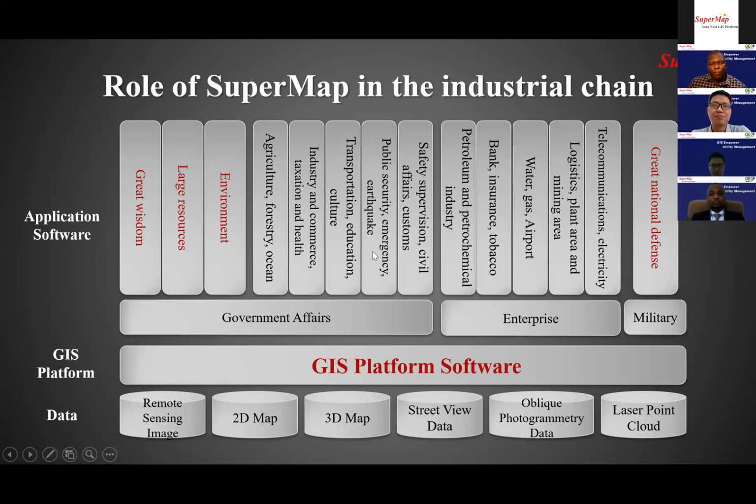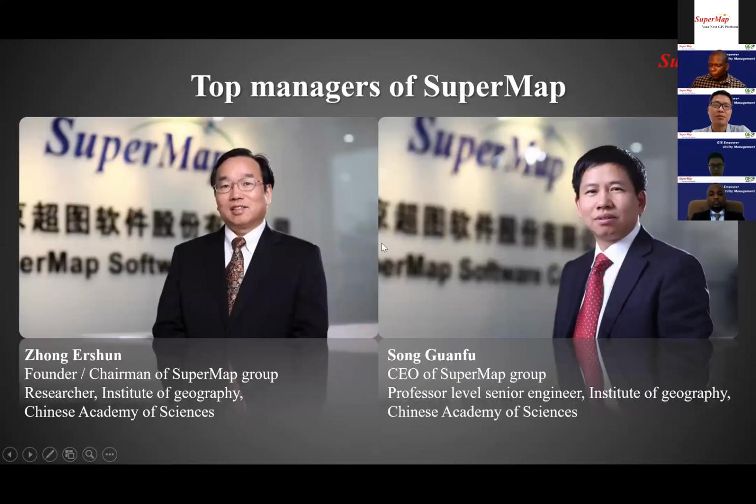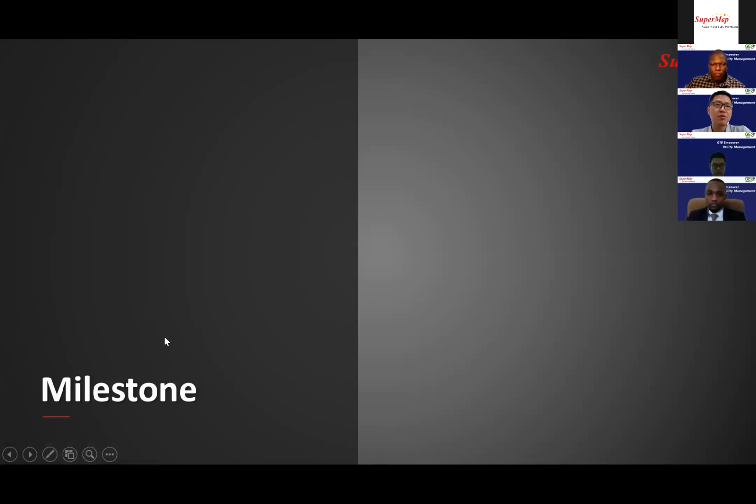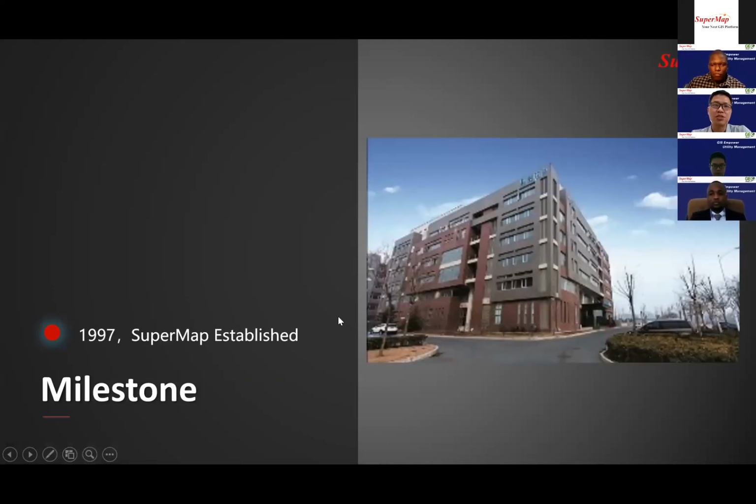So generally, we are a company that could provide service to almost all sectors of industry, which has coordinated related data. The company was established by Dr. Zhong Ershun. He is the founder and chairman of SuperMap Group. He is also a researcher of the Institute of Geography of the Chinese Academy of Sciences. And Dr. Song Guanfu, CEO of SuperMap, is actually his student. So the two of them together established SuperMap.